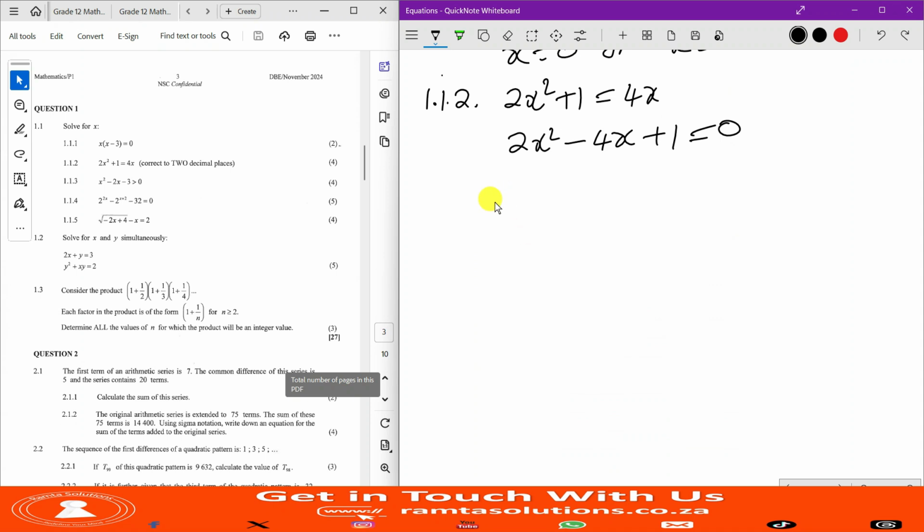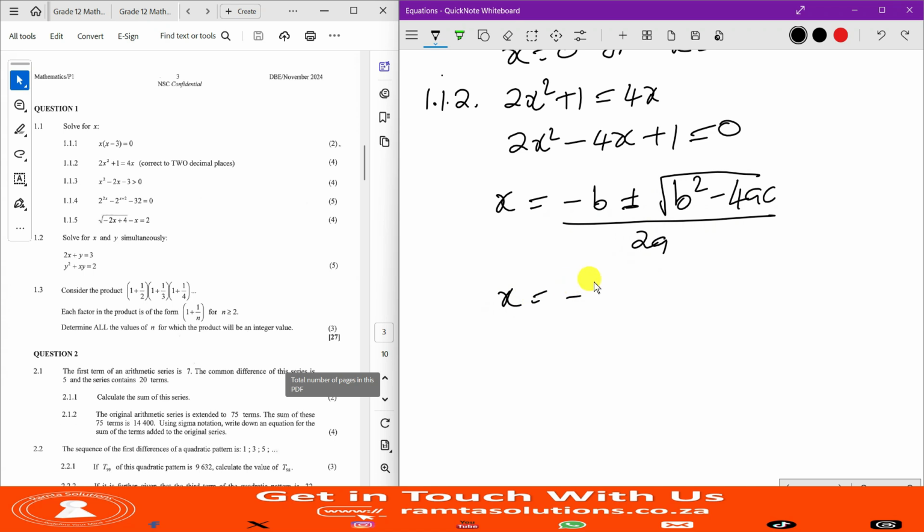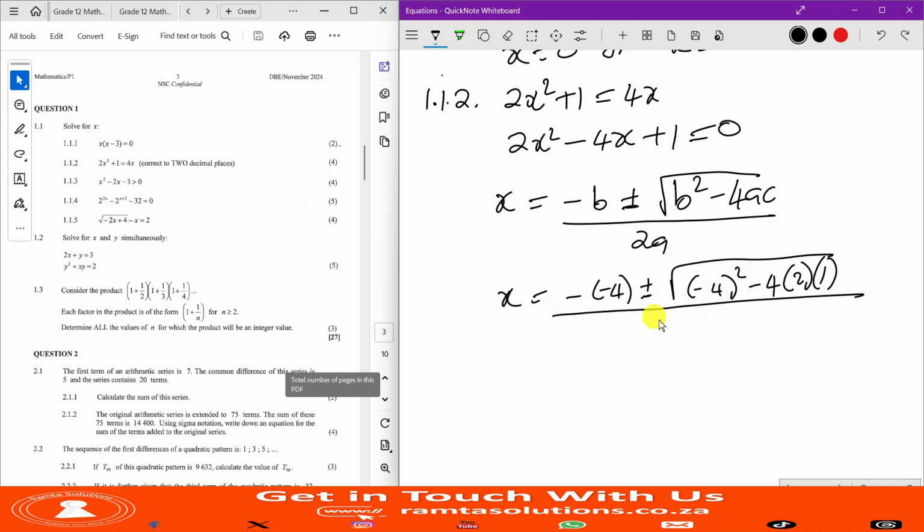Let's see. So we know the quadratic formula is x equals minus b plus minus the square root of b squared minus 4ac, all over 2a. Now, what is the value of b? It is negative 4. So the value of b is negative 4. What is the value of a? It is positive 2. The value of c is positive 1. Okay. All over 2 times the value of a, we said it's 2.